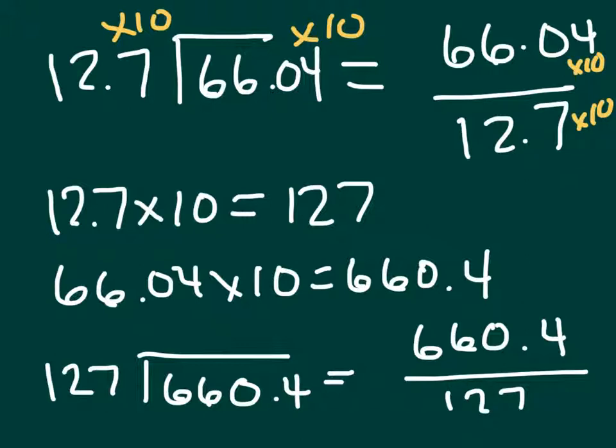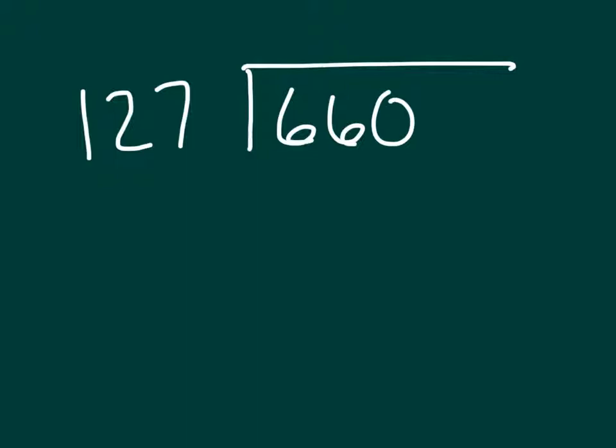Okay, so now that we've moved the decimal points over and we understand that they're equivalent, we needed to balance out the equation. So if we multiply by 10 to the denominator, we also have to do the same thing to the numerator, and the same rules go for the dividend and the divisor. All right, so we are going to now divide. Okay, so we're going to do 127 divided into 660.4. And these are then the numbers that have been multiplied by 10.